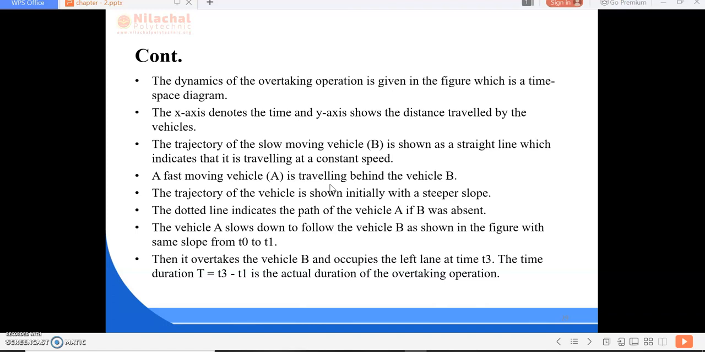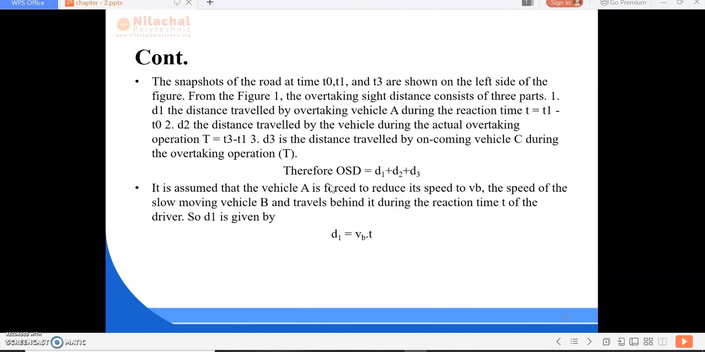Vehicle A slows down to follow vehicle B, as shown in the figure with the same slope from T0 to T1. Then it overtakes vehicle B and occupies the left lane at time T3. So the time duration T, capital T equals T3 minus T1, is the actual duration of the overtaking operation. The snapshots of the road at times T0, T1 and T3 are shown on the left side of the figure. From the figure, the overtaking sight distance consists of three parts.